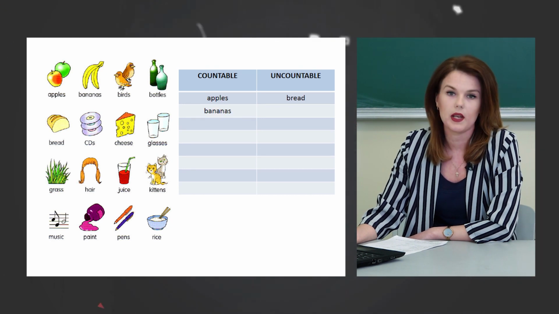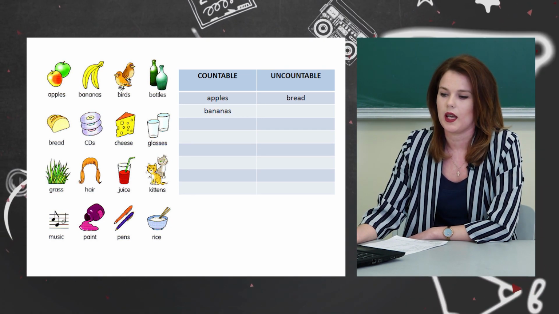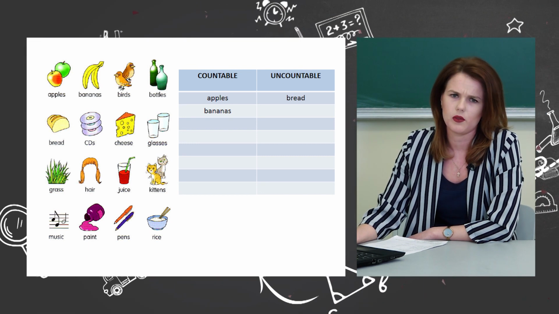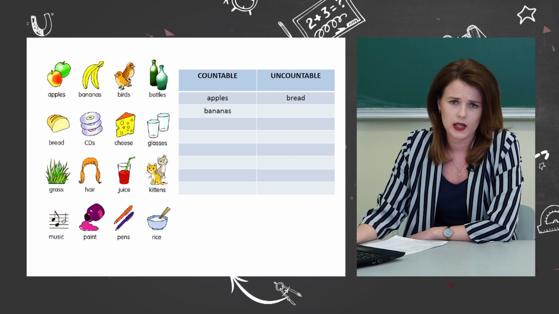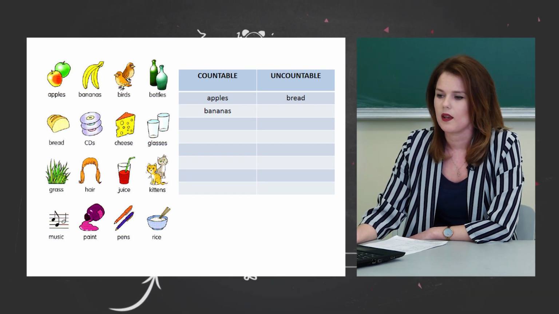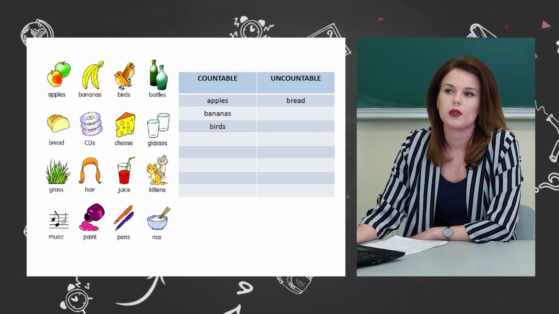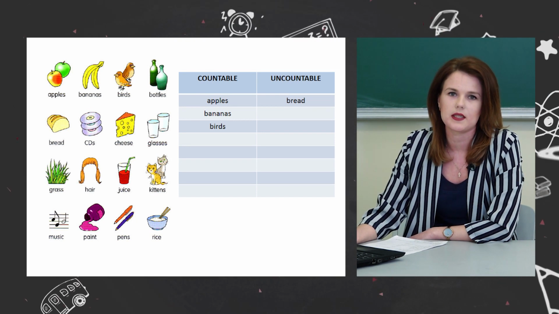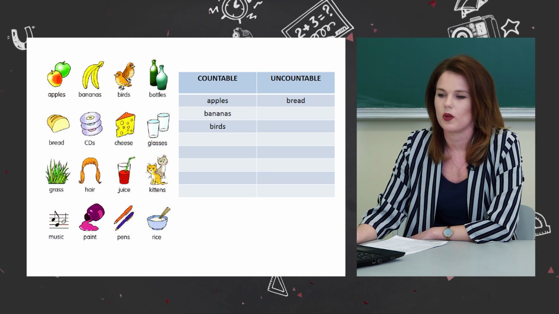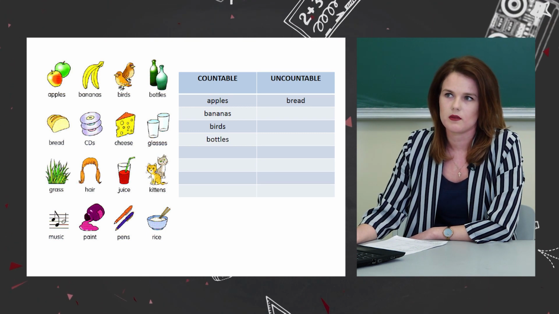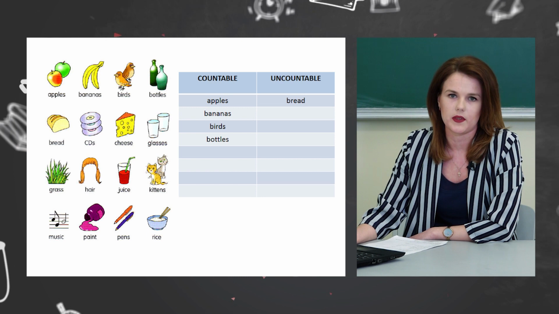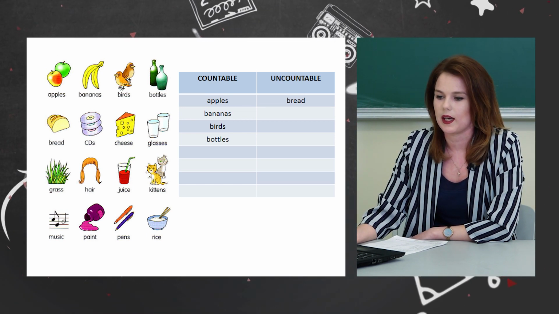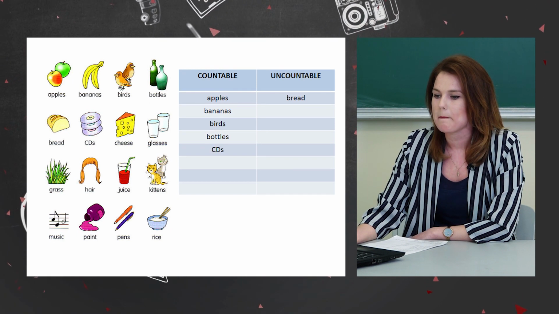Let's start. Bananas. Please think and pay attention to the ending s, bananas. Countable or uncountable? Of course, bananas is countable noun. The next one, birds. Birds, 1 bird, 2 birds, 3 birds, of course. Birds is countable noun. The next one, bottles. Bottles, 1 bottle, 2 bottles, 10 bottles. Bottles is countable noun. Okay, bread is done.